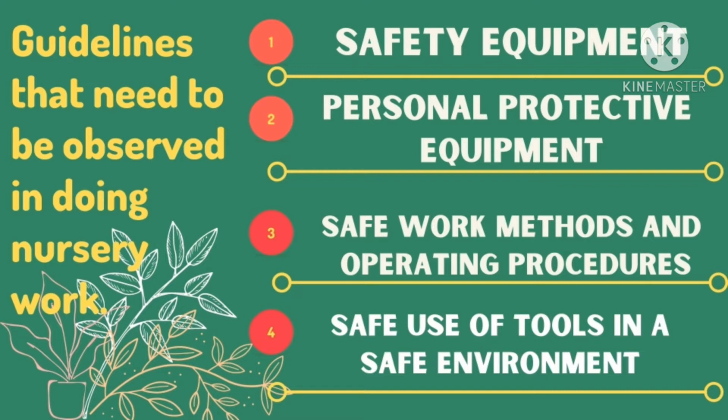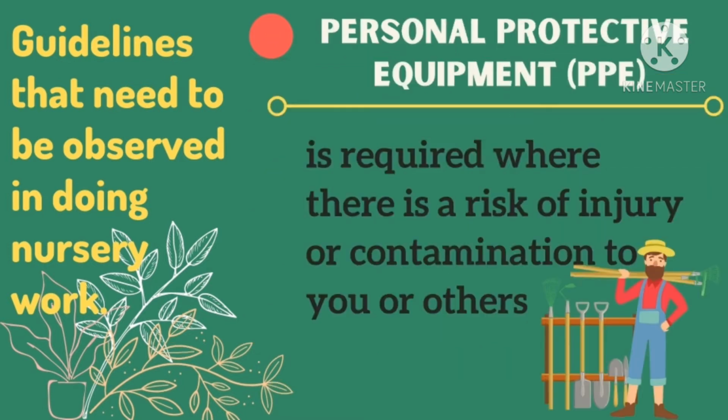It always goes to the saying that safety first. So, the management of the nursery needs to ensure safe work methods in their workers. Number 4, safe use of tools in a safe environment. It involves the appropriate tools applied in proper use, place, and time. Let's focus first on personal protective equipment or PPE. It is required where there is a risk of injury or contamination to you or others.